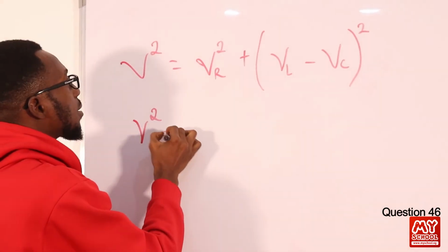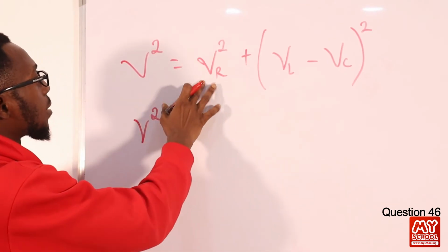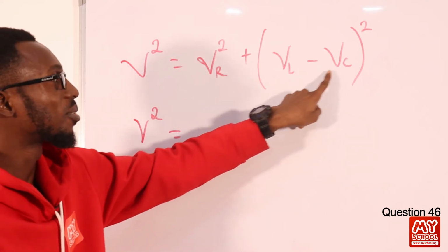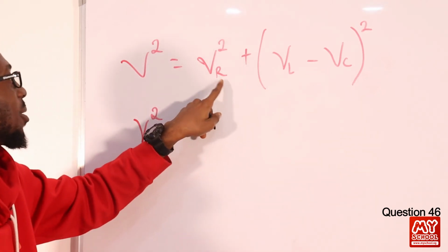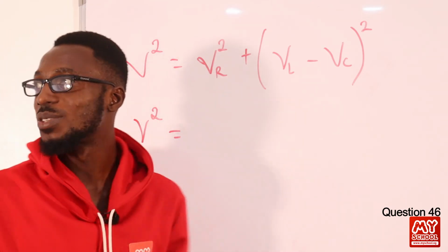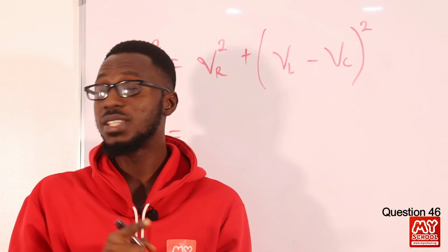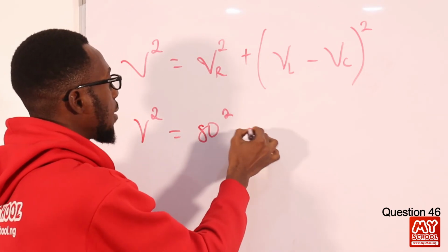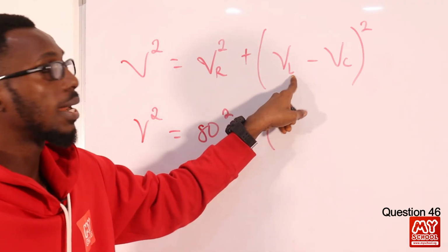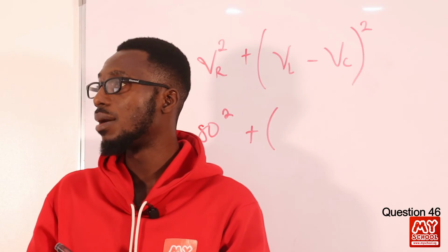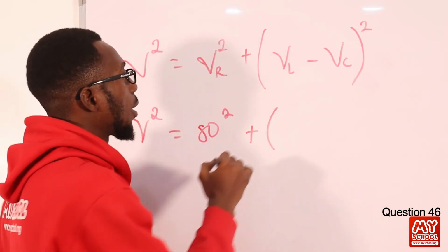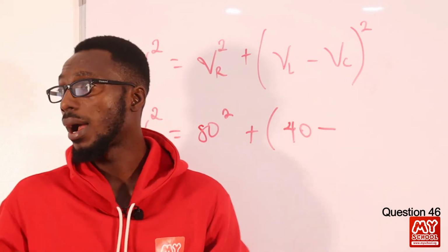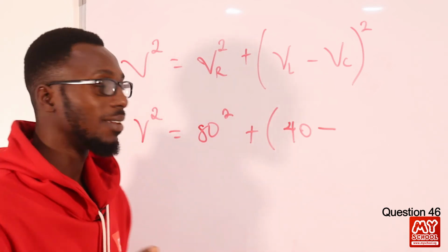This is our effective voltage. So we have V squared equals V_R squared plus (V_L minus V_C) squared. You can see this is the symbol for resistance, inductor, capacitor. For our resistor, the first one, that is 80 volts, that is 80 raised to power 2. Then for our inductor, that is 40. Minus our capacitor, that is 110 volts.